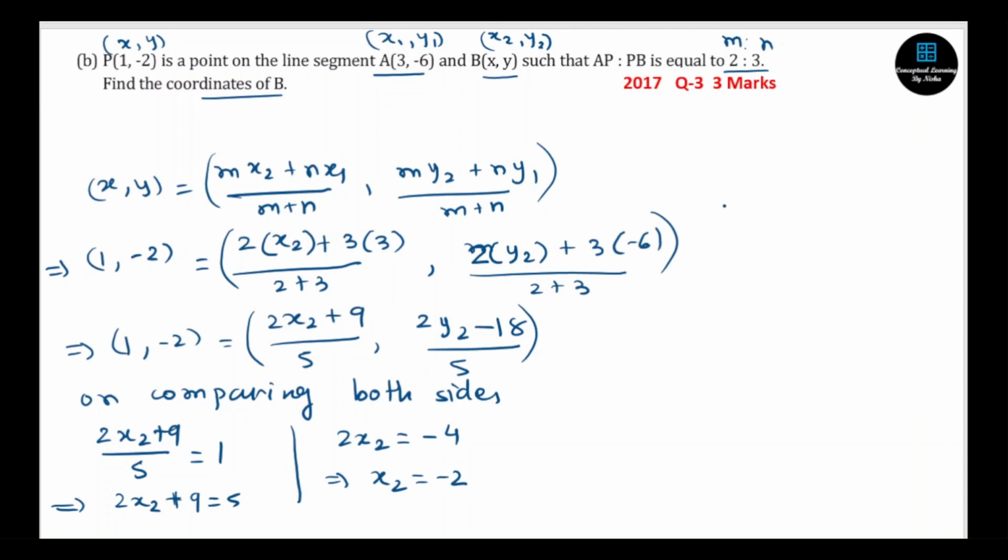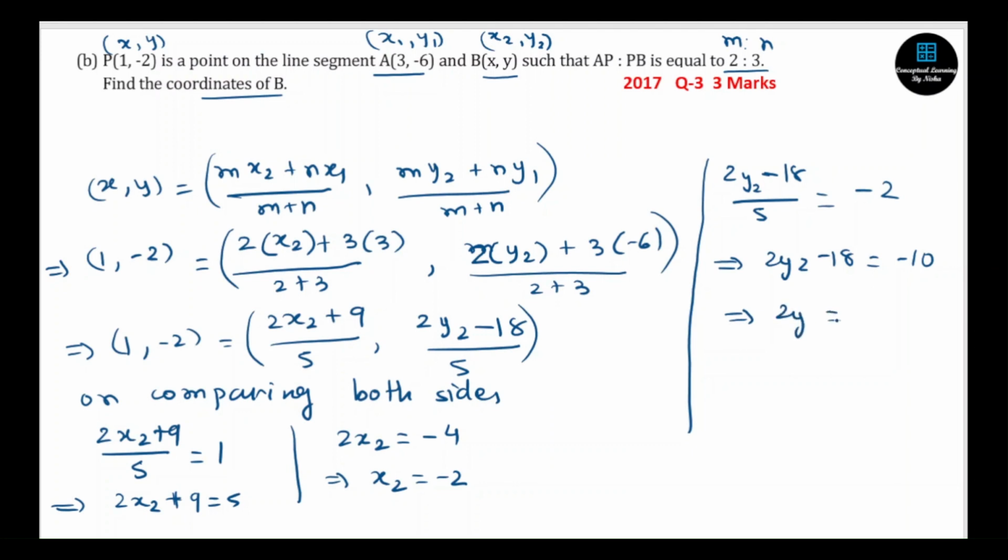Okay. Similarly, I can write for y2. So 2y2 minus 18 upon 5 is equal to minus 2. Now on simplifying this, 2y2 minus 18 is equal to minus 10, and then we'll get 2y2 equals 8 and y2 equals 4. So the coordinate of B, x2 y2, equals nothing but what? Minus 2, 4. Alright. So this is my answer.